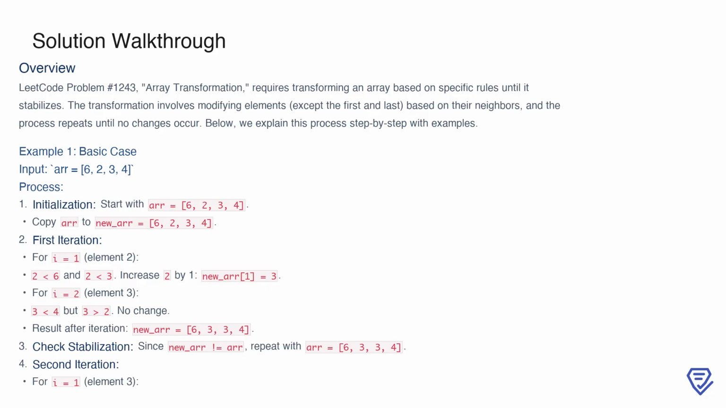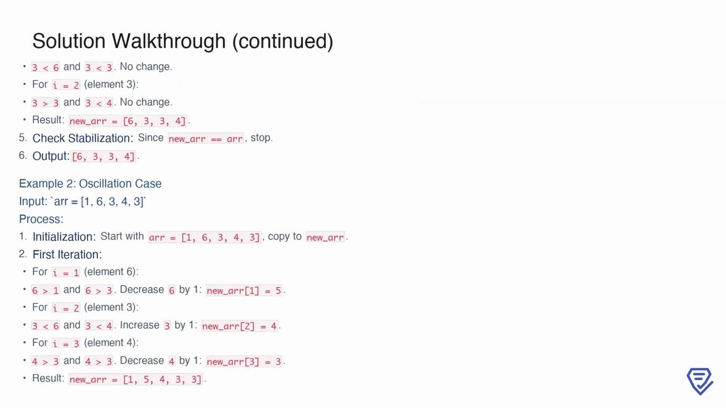Since the updated array differs from the original, we continue to the next iteration with arr equals 6, 3, 3, 4. In the second iteration, we again evaluate each middle element. For the element at index 1, which is now 3, it is not smaller than its neighbors, nor is it larger than both, so no change is made. At index 2, the element is also 3, and the same reasoning applies, no adjustment is needed. The result of this iteration is 6, 3, 3, 4, which matches the previous array.